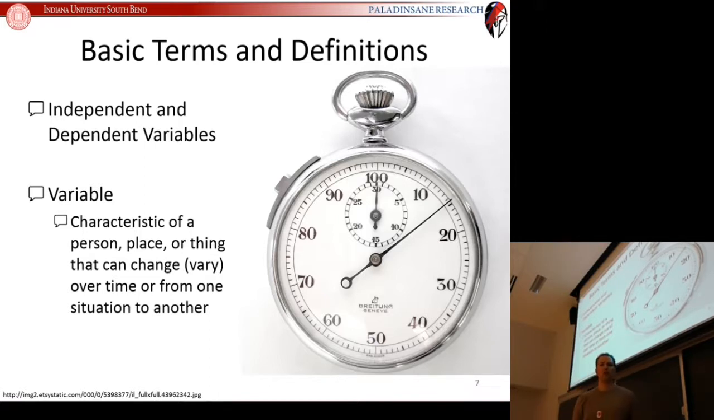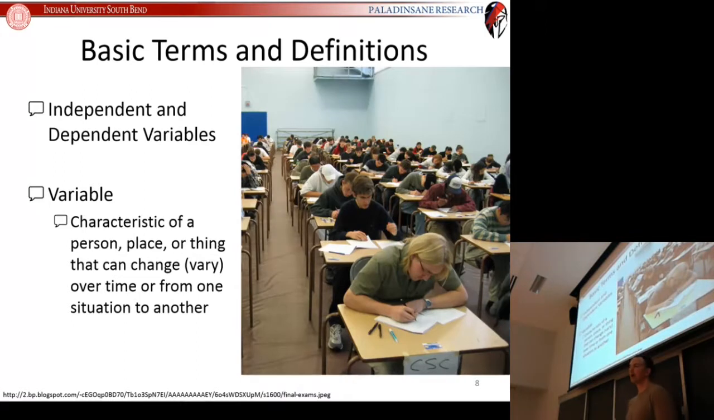And other variables that are very oftentimes looked at are performance variables. So if I give an exam, different students are going to get different scores. The score that is achieved on that exam is a variable. It can change. It can be different. So variables are anything that can change.